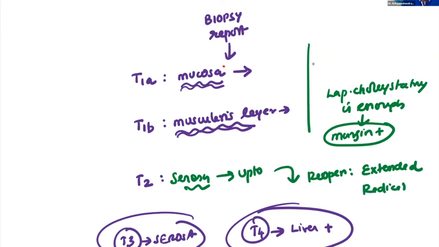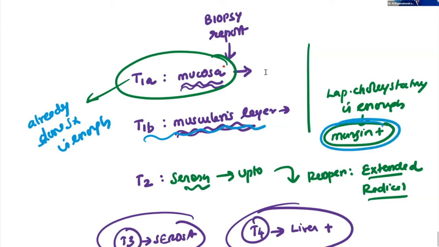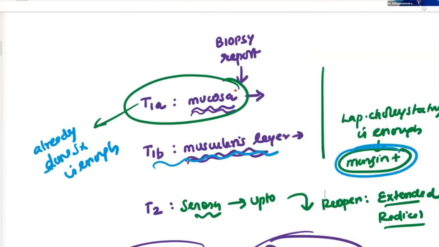This is a separate topic. It's a big topic to be discussed, the topic of carcinoma gallbladder. When the biopsy report comes as T1A, involving only the mucosa, this is the usual question for PG aspirants. If it is involving only the mucosa, the already done laparoscopic cholecystectomy is enough. Remember, this is the question they will ask you. If it is involving up to the muscularis layer, we have to look for the margins. If margins are positive, we have to go for re-laparotomy and proceed.